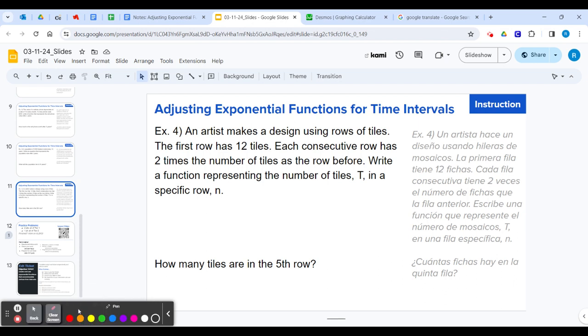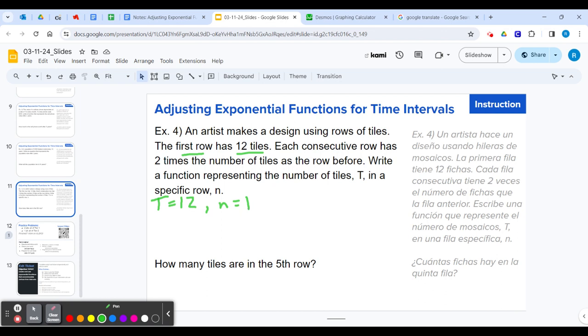So we are talking about the number of tiles, and this first row here has 12 tiles. So we know that n equals 12 when t equals 12. My apologies. Let's clear that real quick. First row has 12 tiles. We know that t equals 12 when n equals 1.